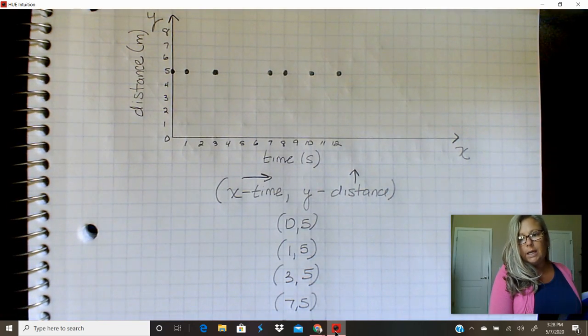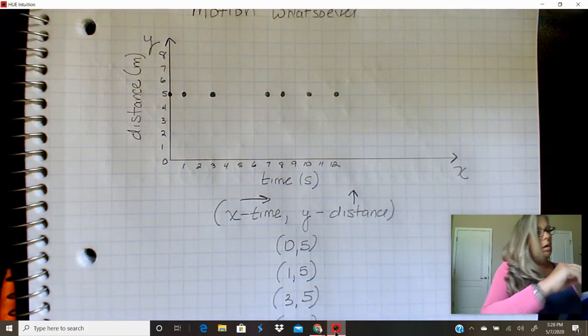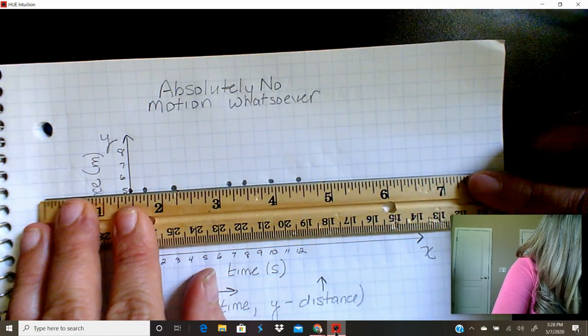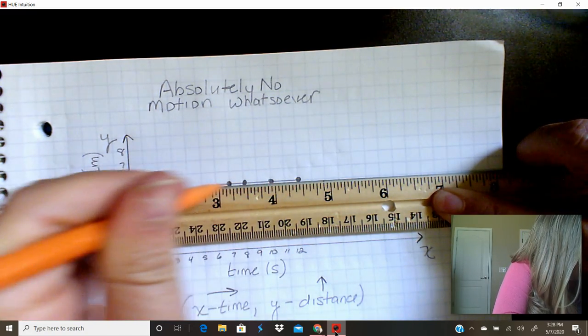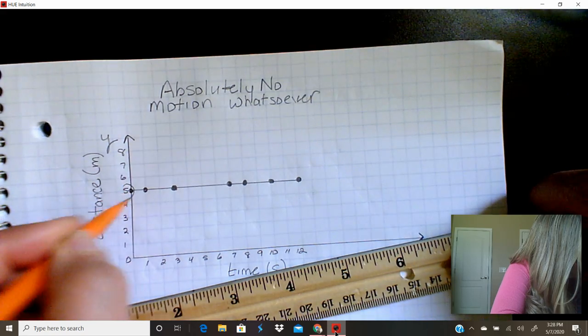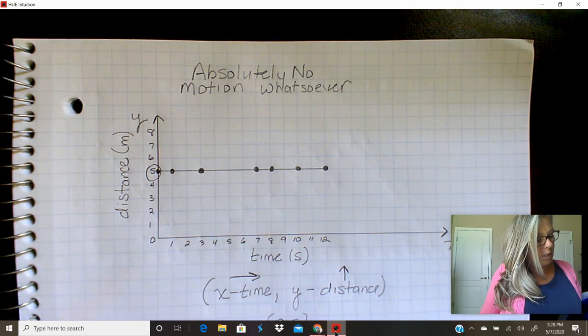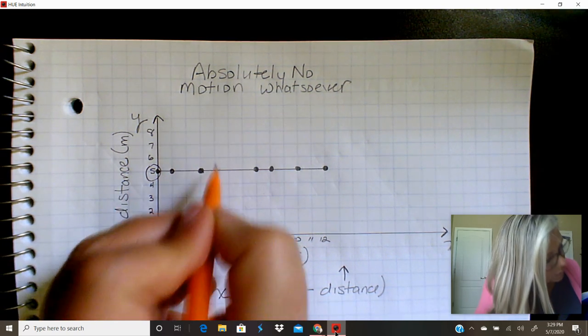Now, as you can see, and as we talked about in a different video last week, a horizontal line is what shows up when you have absolutely no motion. Nick stayed at the 5-meter card, represented right here with 5 on the distance side of the graph. And I randomly collected samples of times, but Nick never moved off the 5-meter card. And when you do that, you create a flat line on a distance time graph. It's called a horizontal line.